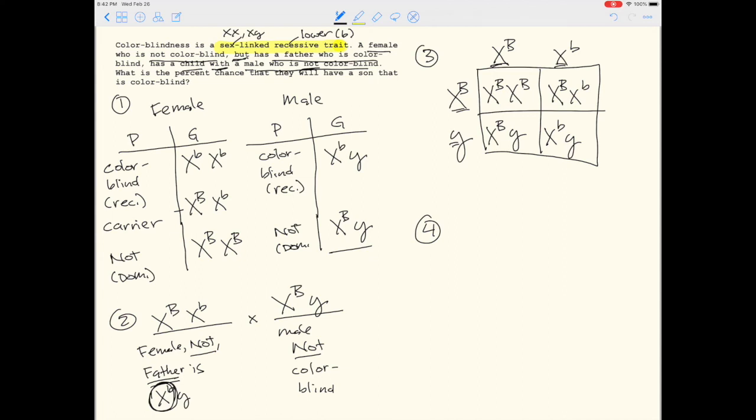So the question states, what is the percent chance, that's what they're looking for, that this couple will have a son that is colorblind. So that's what I'm trying to figure out. What is the percent chance that they will have a son that is colorblind?